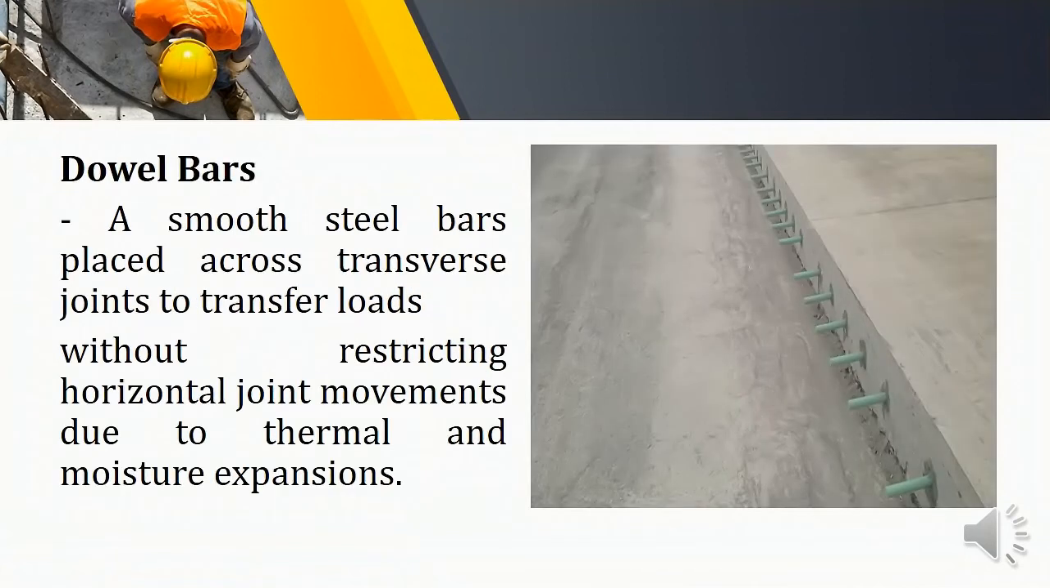So, dito naman, when it comes to roadways, meron tayong ginagamit na dowel bars na tinatawag. Ano ba yung dowel bars? It is a smooth steel bar placed across transverse joints to transfer loads without restricting horizontal joint movements due to thermal and moisture expansions. So, ano ba yung ginagawa ng dowel bars? It reduces deflections and stress due to the traffic load.